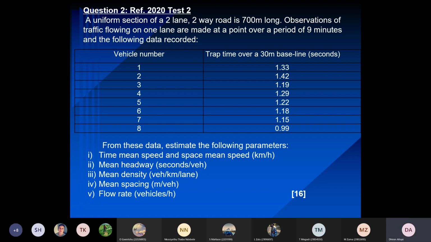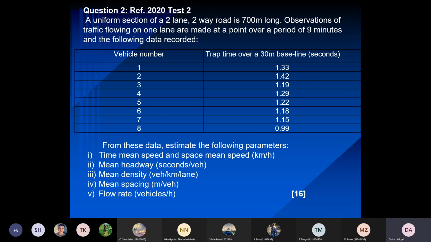You can see the reference on the top. So you were given a uniform section of a 2-lane, 2-way road. The test length of the section was given to you, 700 meters. Your observation period was given, 9 minutes. And here you observed 8 vehicles. In this case, you had a 30-meter baseline, and you recorded the time it took those vehicles to cross that 30-meter baseline in seconds.